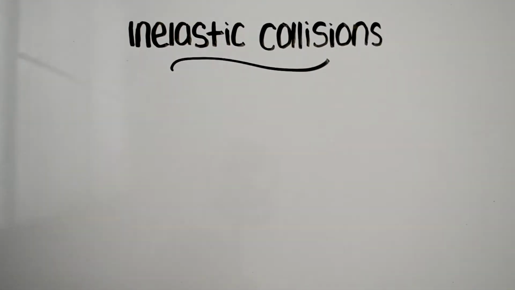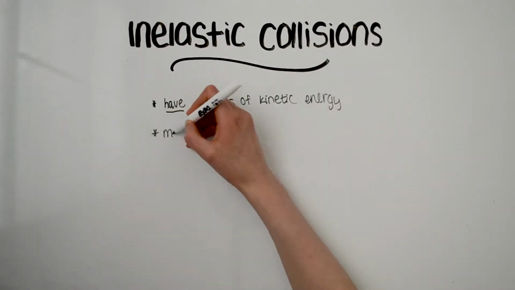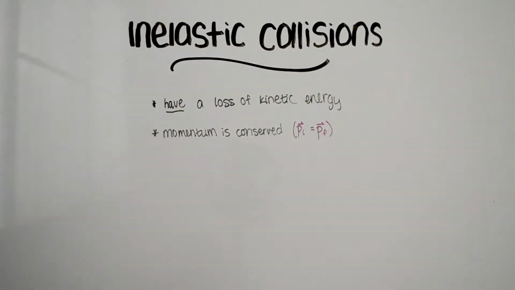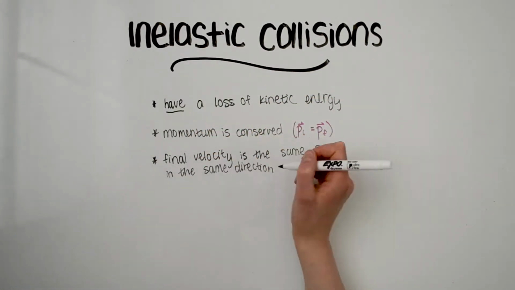The second type of interaction is inelastic collisions. They have a loss of kinetic energy. Momentum is conserved, but the final velocity is in the same direction.